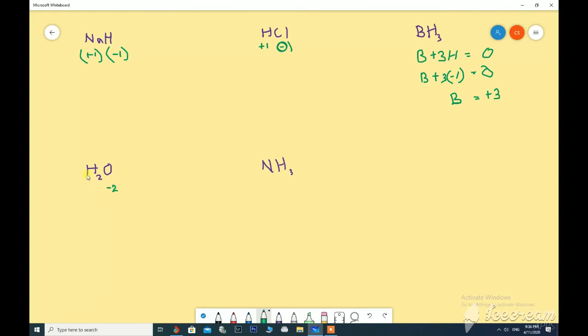H2O. Here oxygen shows -2, and there are 2 hydrogen atoms, each bearing positive 1. In ammonia, here hydrogen has combined with a non-metal, so hydrogen has to bear positive 1 as the oxidation number. So N add 3 times positive 1 is equal to 0, so nitrogen has the oxidation number of plus 3.